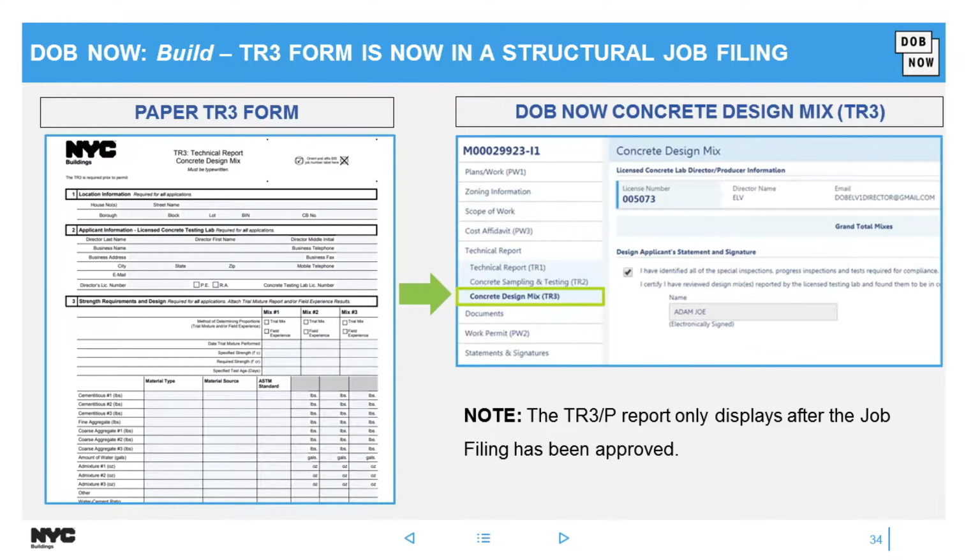So also your paper TR3 will go in under your technical report tab there on the left. If you're doing prof cert and you added the work permit, the TR3 will appear on the first round of completing your data entry. However, for standard plan and prof cert without the work permit, you have to wait until the job is approved and the system will refresh and update, and then the TR3 will appear for the lab director to add those mixes.